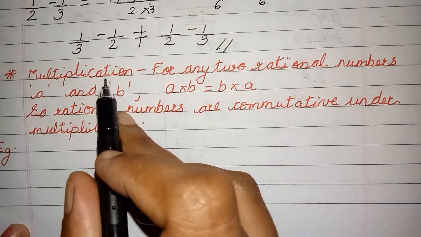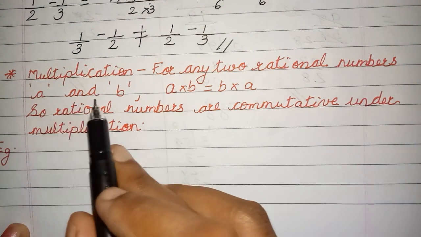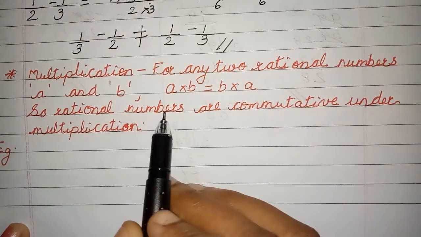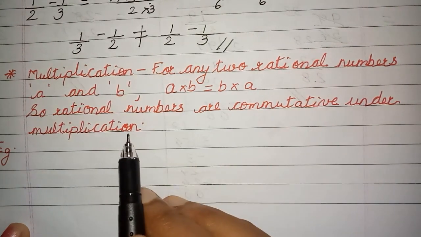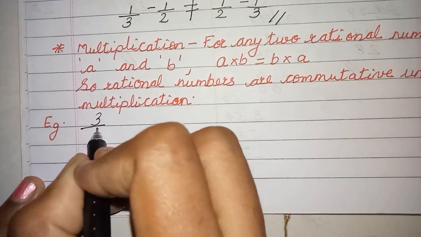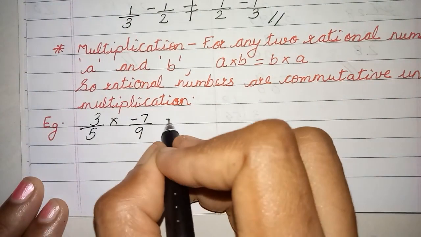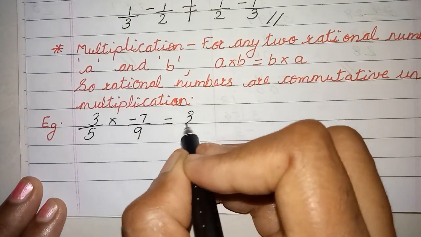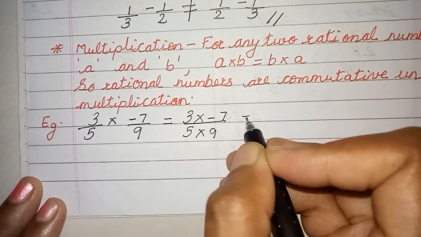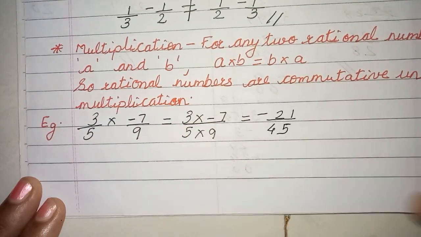Next one is multiplication. Right? Here also it says for any two rational numbers a and b, a into b is same as b into a. So rational numbers are commutative under multiplication. Yes, so let's check it. Let's take 3 by 5 into minus 7 by 9. Let's multiply it. Multiplication means making the numerators and denominators multiply. So it will be 3 sevens are 21 with a minus sign upon 45.